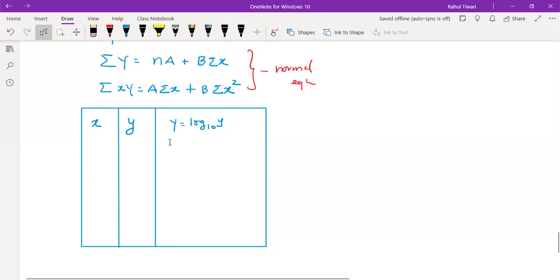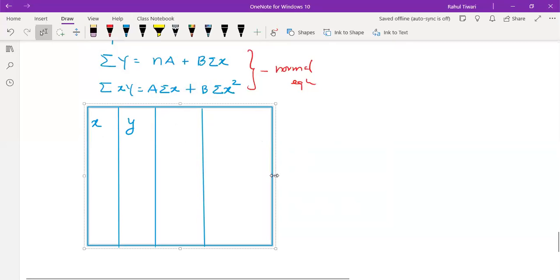This is when doing the problem manually. When you do the problem using the calculator, there is nothing to compute; you only need to feed the data properly. So I'm just telling you how to do it. First we will do it manually, then we can go with the calculator.